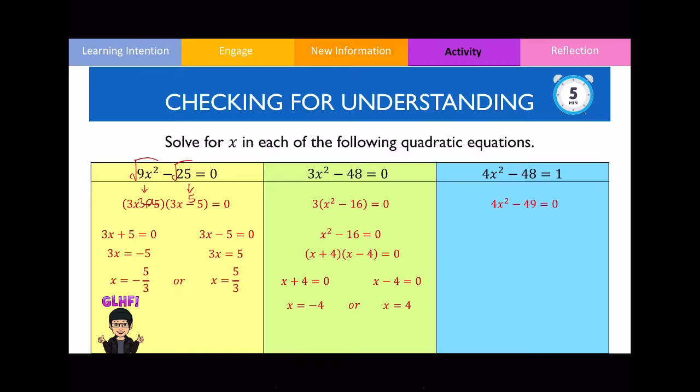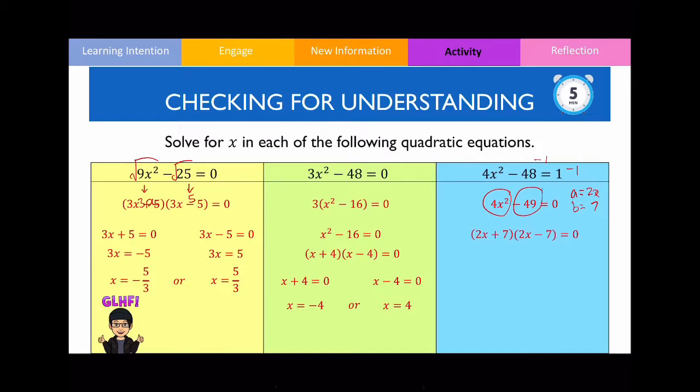So therefore, this is going to be your answer. For my next example over here, what I've done is I've subtracted 1 from both sides of the equation. So therefore, 4x squared minus 49 is equal to 0. Now, in this example, you can say that this is a nice perfect square, because your a value is going to be equal to 2x and your b value is going to be equal to 7.